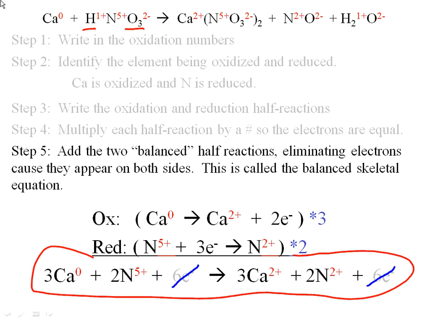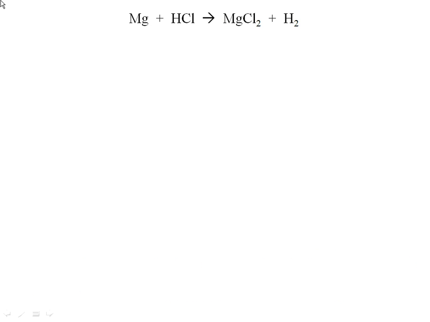All of the other ions whose oxidation numbers don't change, we refer to as spectator ions, and they're not actually part of it. So what we're going to do is walk through one other example here, and then you're going to practice some on your own and bring them into class next class.